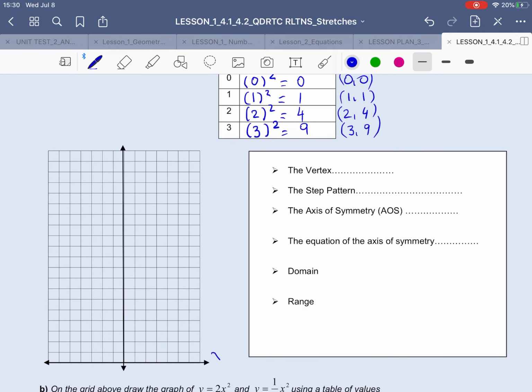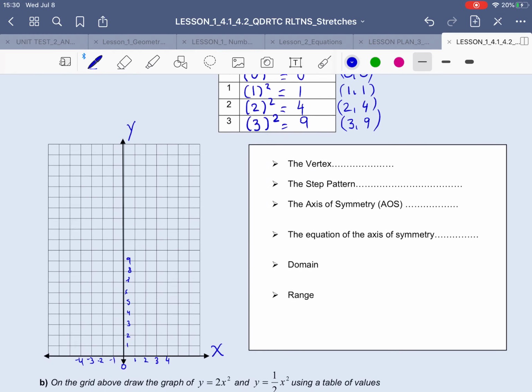Here we have a beautiful graph. I'm going to label the axes, the x and the y, and I'm going to let 1 square equal 1 unit. So here goes 0, and we have 1, 2, 3, 4. I'm not going to go higher than that. -2, -3, -4. And here we have 1, 2, 3, 4, 5, 6, 7, 8, 9. I'm not going to go higher than that. So let's plot the points together.